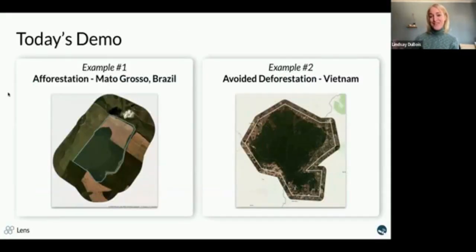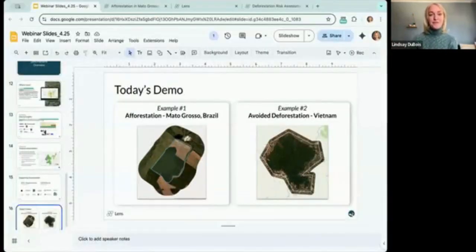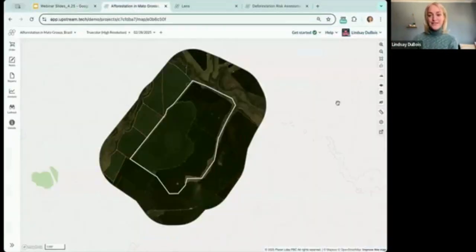So with that, we are going to jump into the Lens platform now and focus on some live examples. We have two examples for you. I'll probably be spending most of the time in the first one, which is an afforestation project in Mato Grosso, Brazil, followed by a second example that's a little bit more focused on avoided deforestation in Vietnam. We're going to use these to simulate what a diligence process might look like within Lens, how to access the Chloris data, and how to look at that alongside some of these other data sets. So with that, I am going to switch over to Lens.